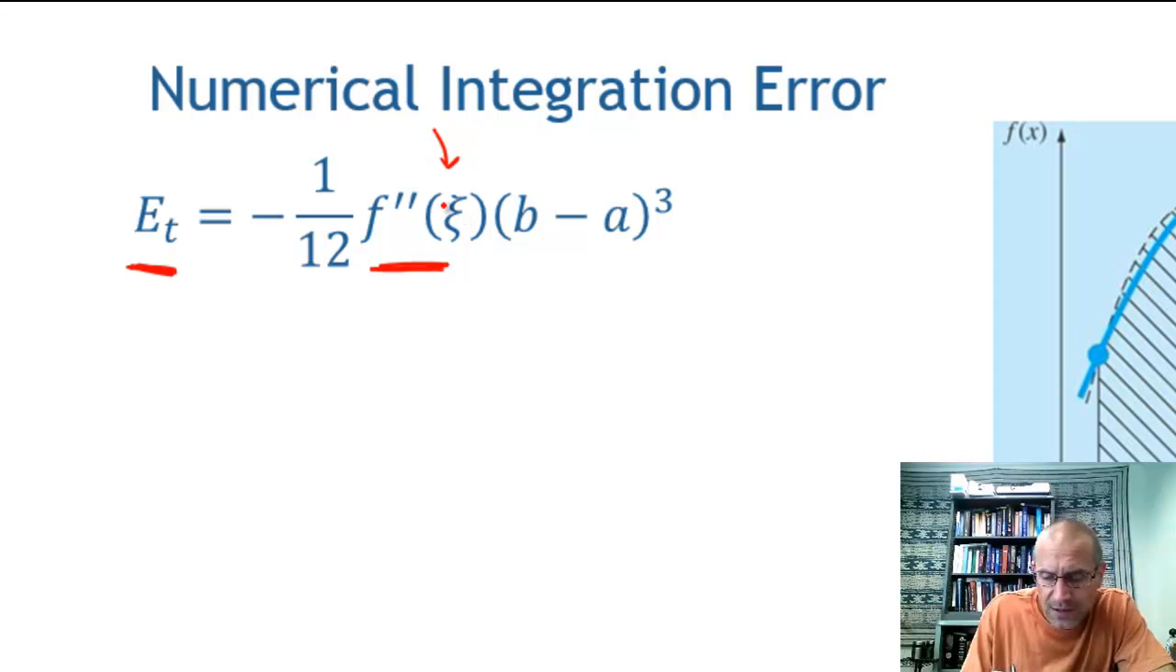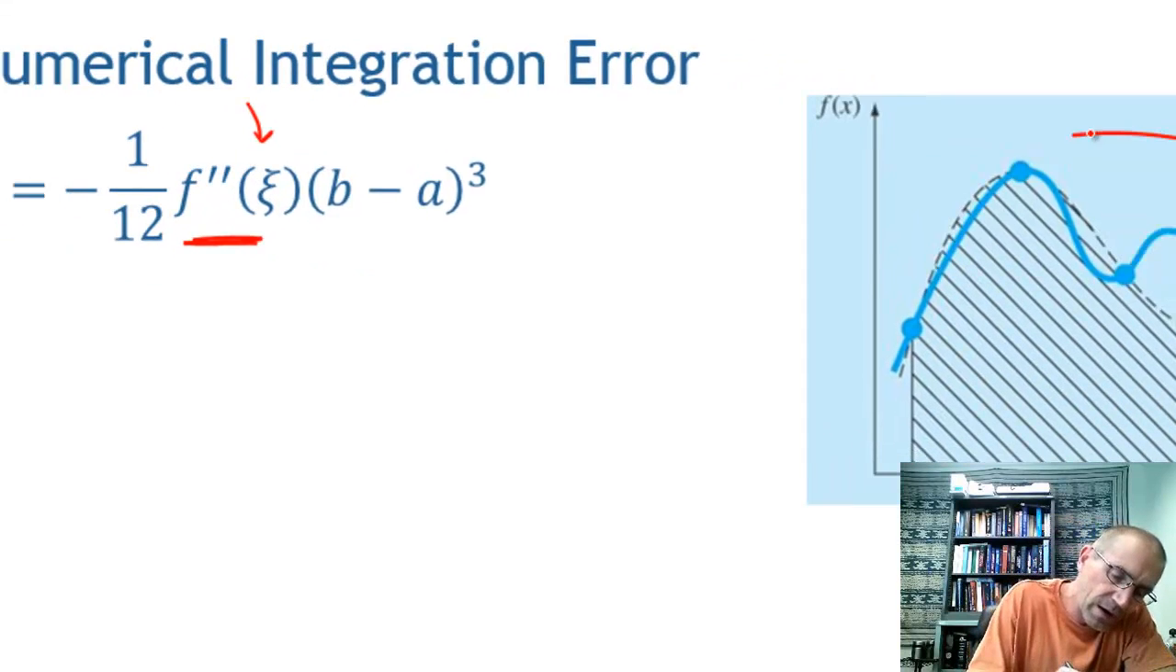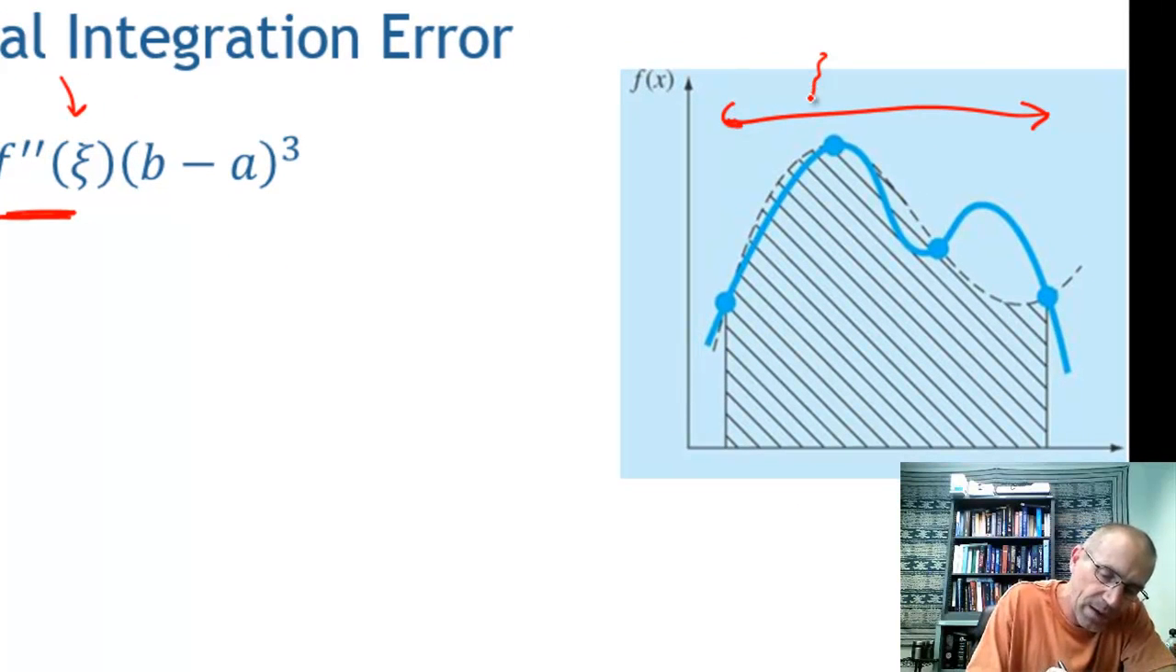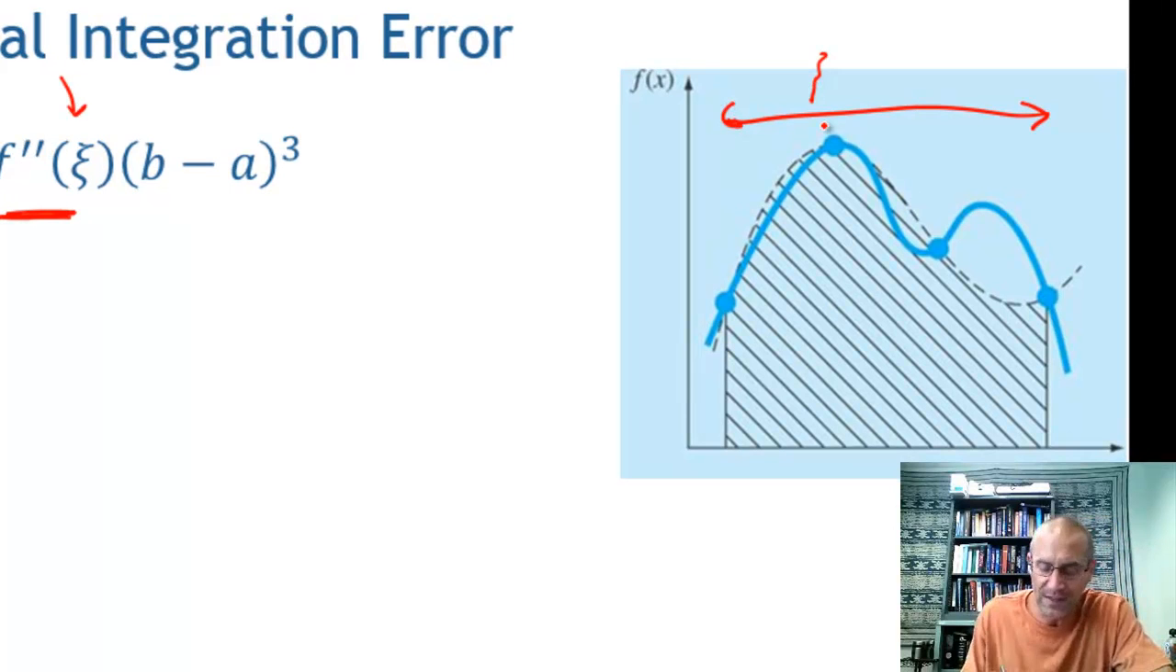Now this, I think this is the Greek letter chi. Where does that occur? That occurs somewhere in this region between b and a, but you don't know where it is. And so like I said, this kind of gives you an idea. So it's only an estimate because you wouldn't know where to evaluate it. If you evaluate the second order derivative at exactly that point, you'll get the true error, but you don't know where that is.